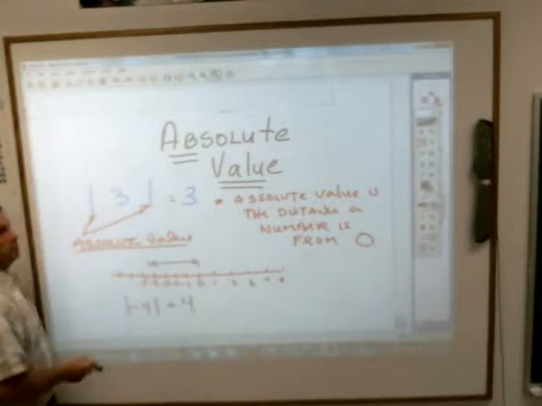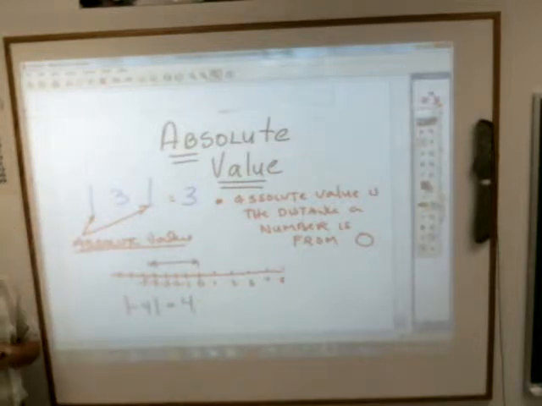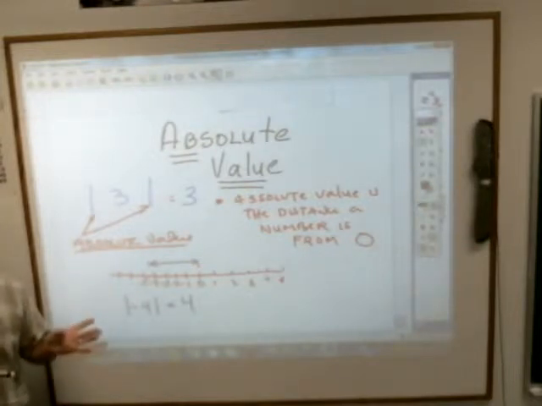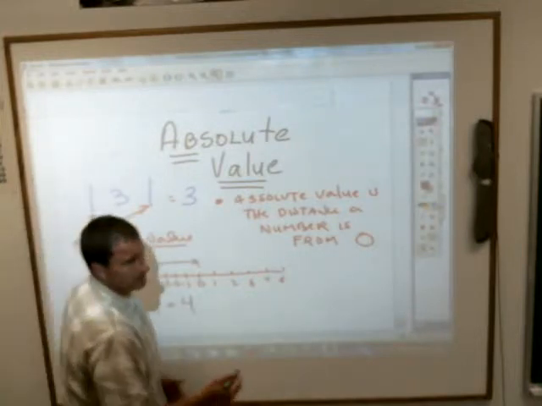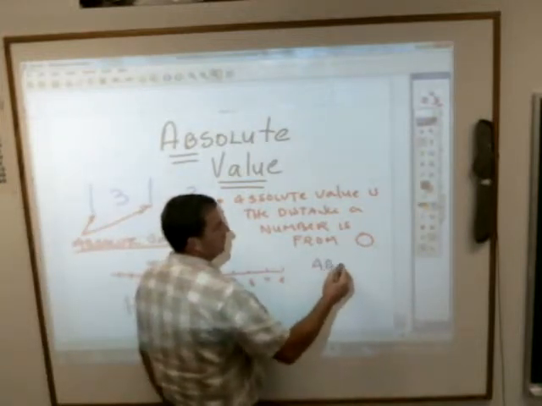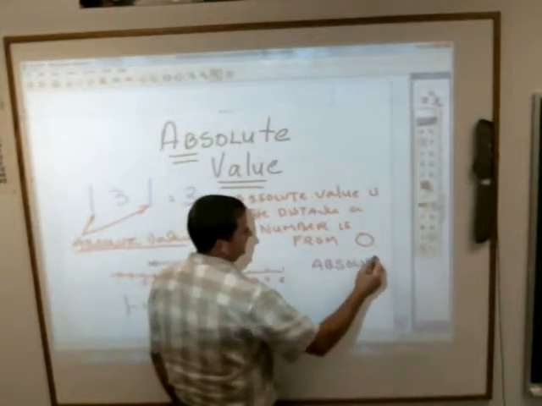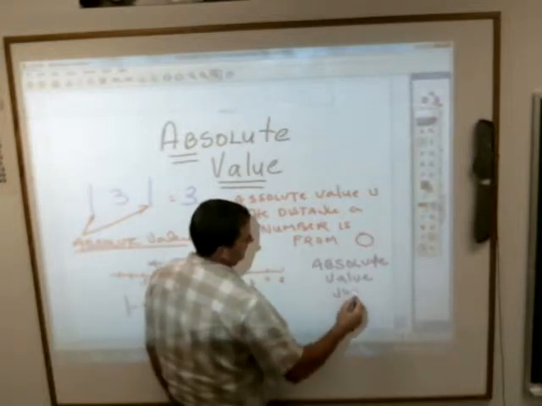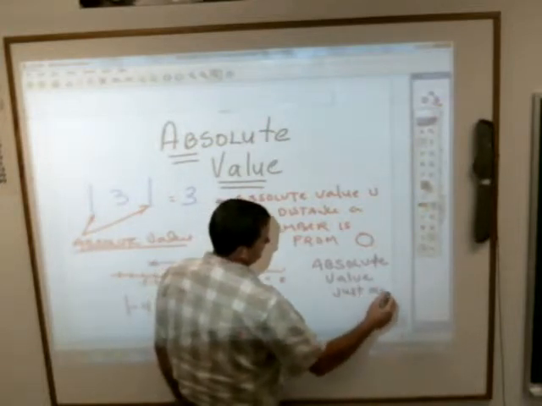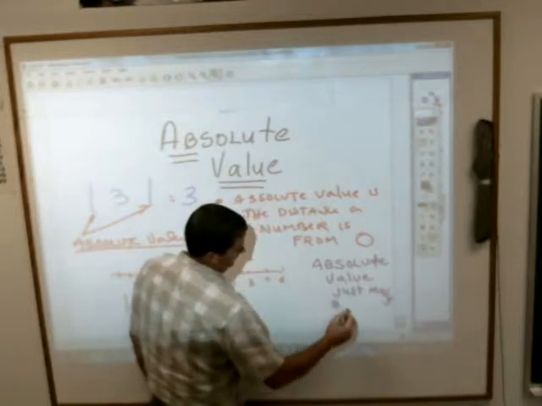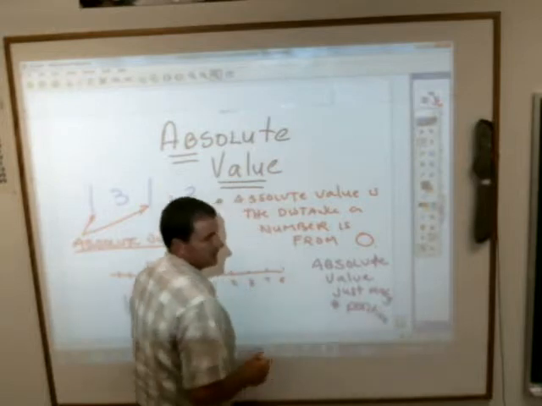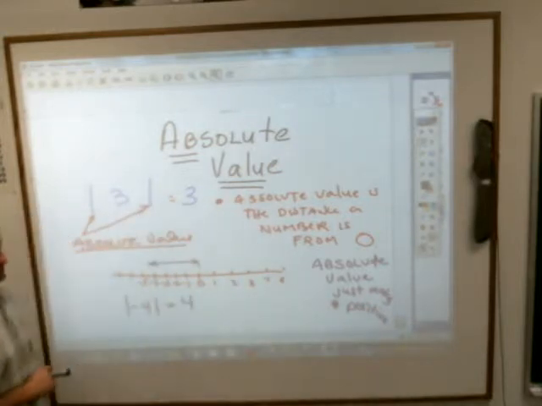Okay? So really, the only thing you have to know about absolute value is what it does. You don't have to really think of number lines every time you think about absolute value. You can just think that absolute value always makes the number positive. Absolute value just makes the number positive. It doesn't do anything to a number that's already positive. It doesn't change it at all.